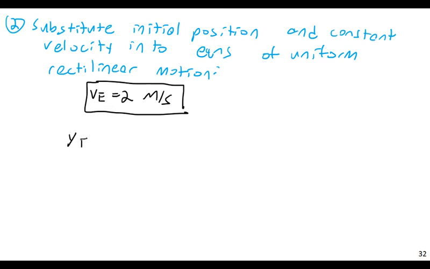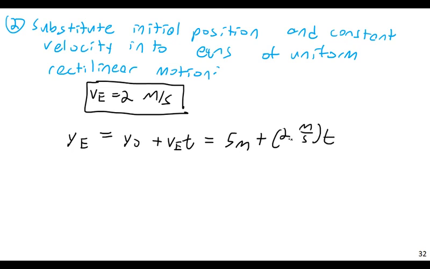Then YE, the height of the elevator as a function of time, is going to be Y0 plus VE times T, which is equal to 5 meters plus 2 meters per second times T. So then, of course, we have YE is simply 5 meters plus 2 meters per second T, with T in seconds. And that is my YE equation.